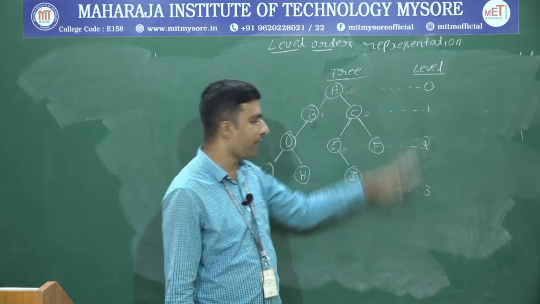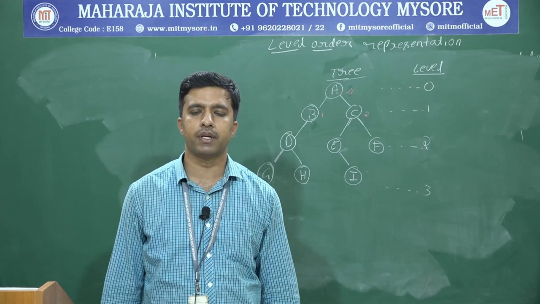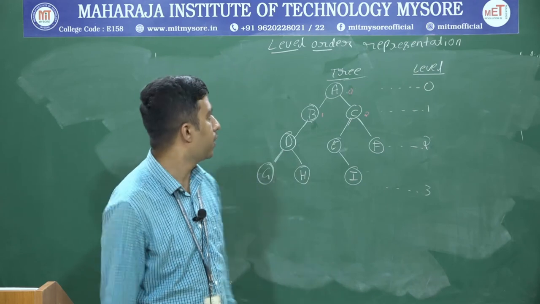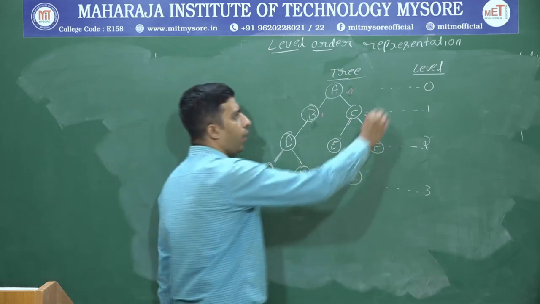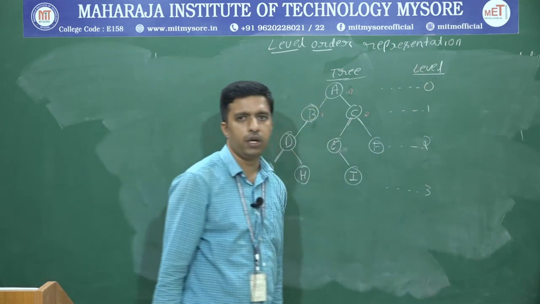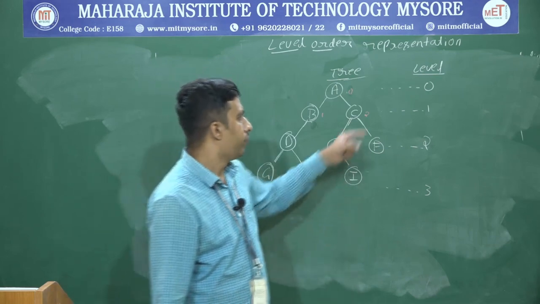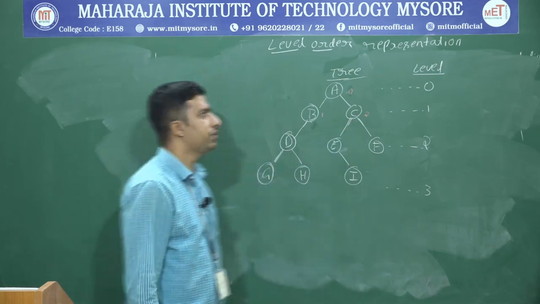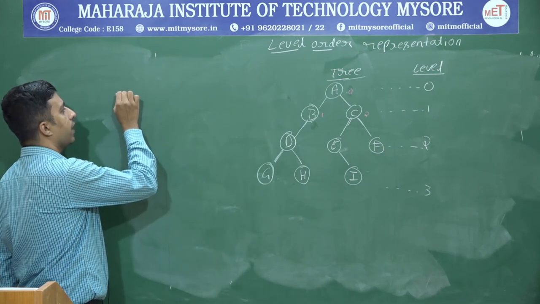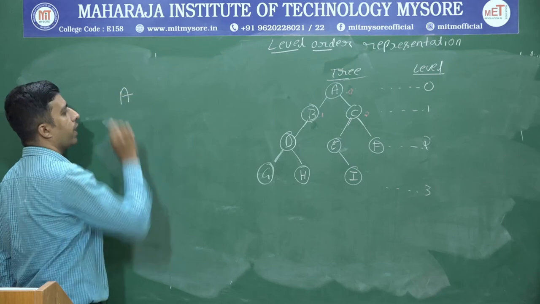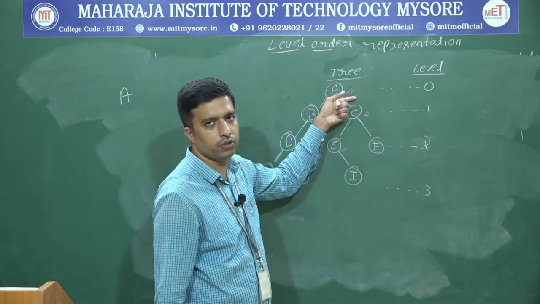Considering that example, how are you going to represent this binary tree in the level order representation? Simple, not an issue. See how many levels there are, and mention them continuously: level 0, level 1 and level 2. First, what are the values at the first level that you want to represent from left to right? A is the only value at the 0th level.